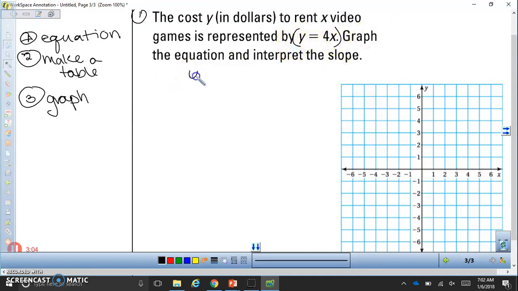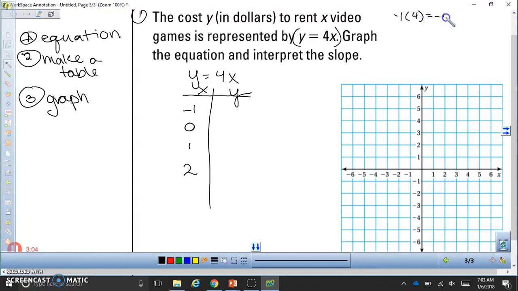Our equation is y equals 4x. We're going to make our table. Remember, it's been a few weeks. I talked about how I liked tables to start with these ones. If you're not given anything, go with these ones: -1, 0, 1, 2. Okay? So we're going to plug that in. -1 times 4 is -4.